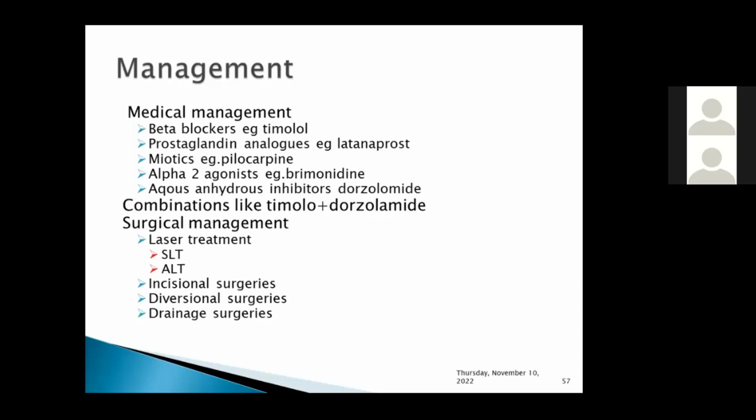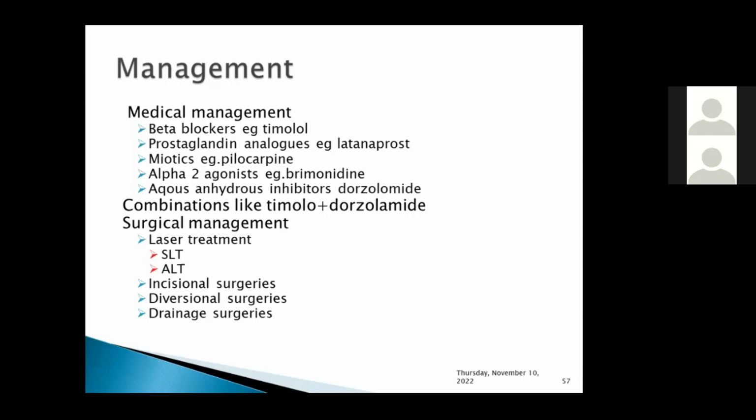So that's the main management plan you should put forward. Miotics like pilocarpine, alpha-2 agonists like brimonidine, carbonic anhydrase inhibitors like dorzolamide. These are common drugs, and I selected these drugs because they are also available in Ethiopia. The other important drugs are combination drugs. So timolol, dorzolamide, these are commonly available drugs.